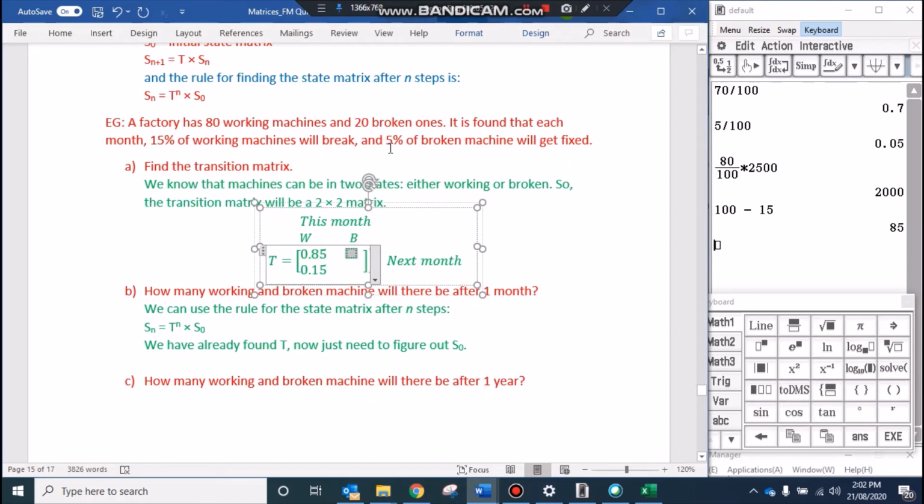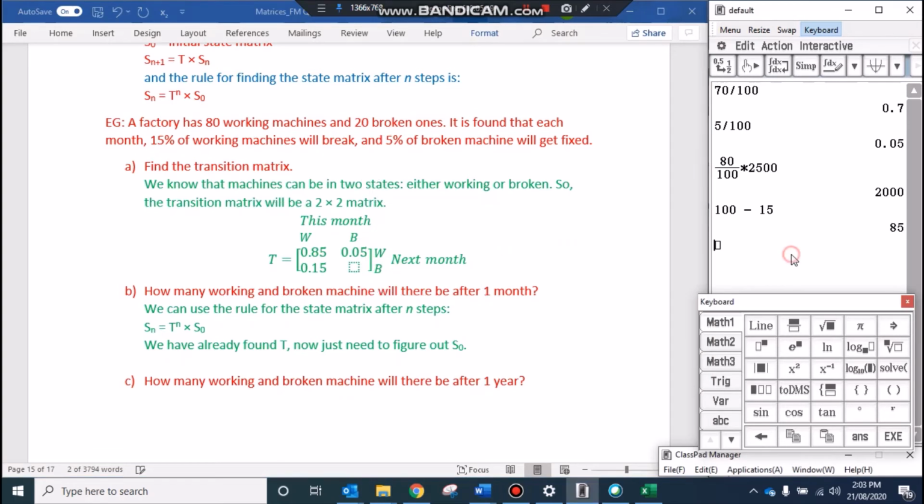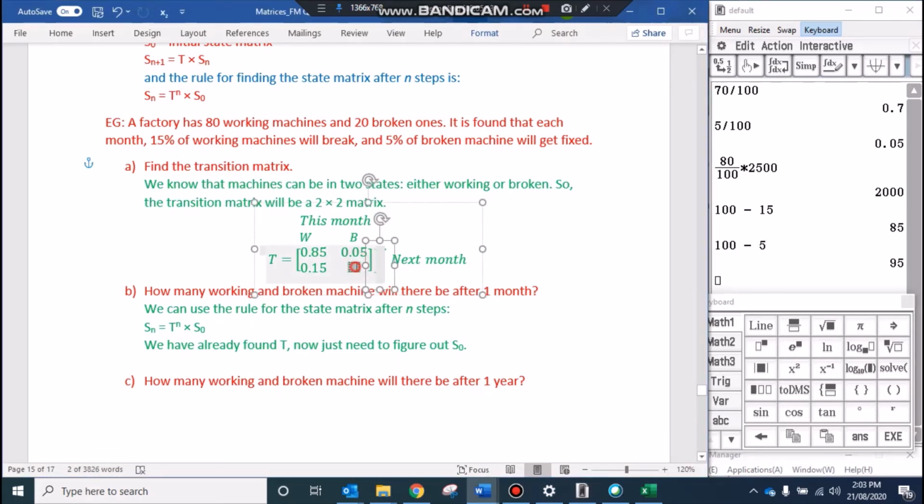We also know that 5% of broken machines get fixed. So of the machines that are broken this month, 5% of them will be working. And what we're going to have left over, if we take the difference between 100% and 5%, is 95%. So 95% of broken machines will stay broken next month.